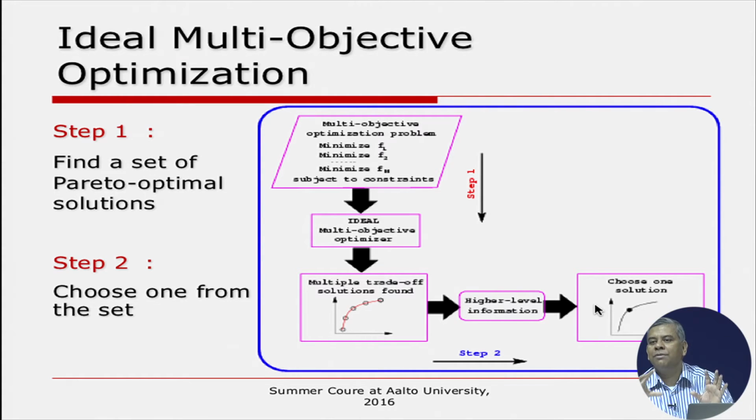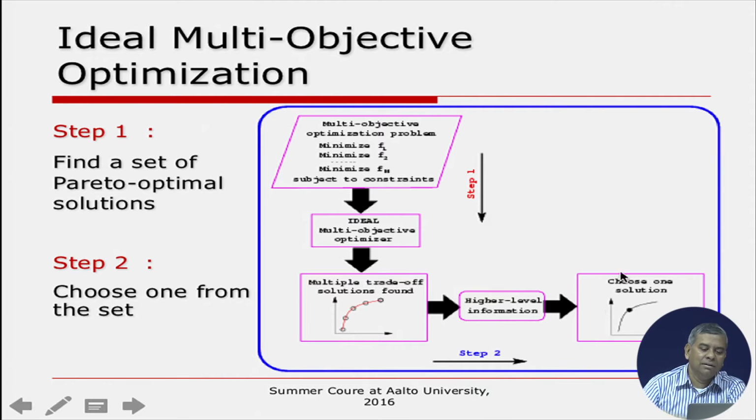Then the other way of solving it is through an evolutionary way, where if you have the same problem, instead of converting it to a single objective, what you're saying is, no, we're not going to do that. We are going to find a representative Pareto optimal set. And once I found this set, then I'm going to choose one from it.